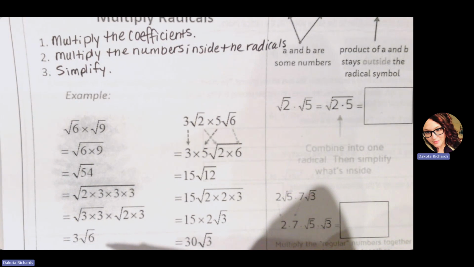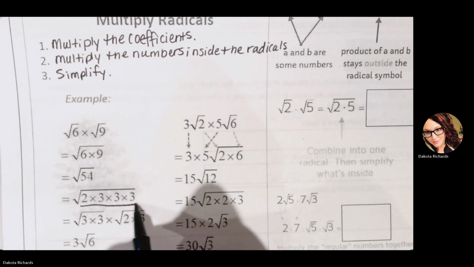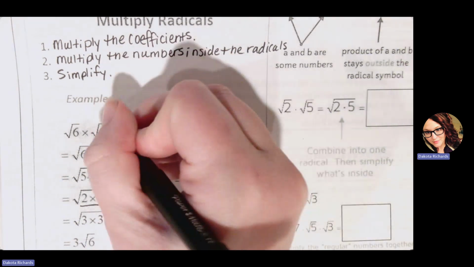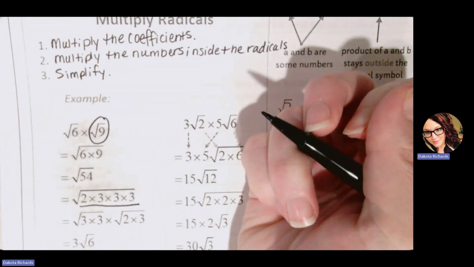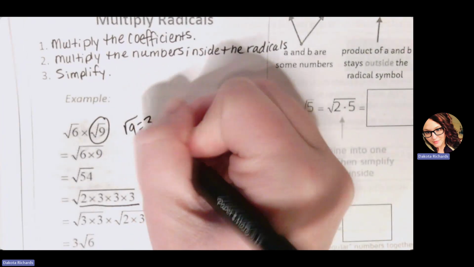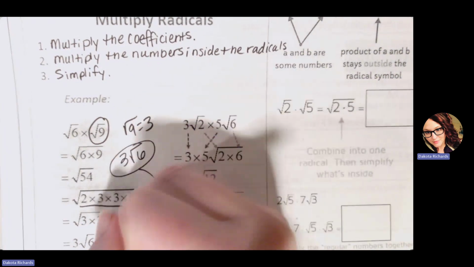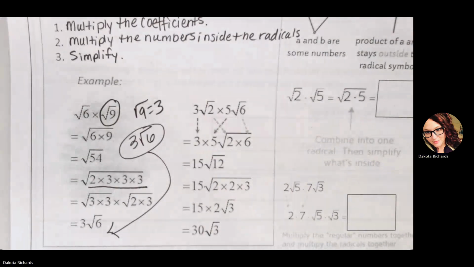There's a couple ways to do this. You can get it down to the prime numbers. That's what they've done here. Or, I mean, think about this when you're multiplying these. What is the square root of 9? The square root of 9 is just 3. So we multiply 3 times the square root of 6. And that's the same thing we get down here.